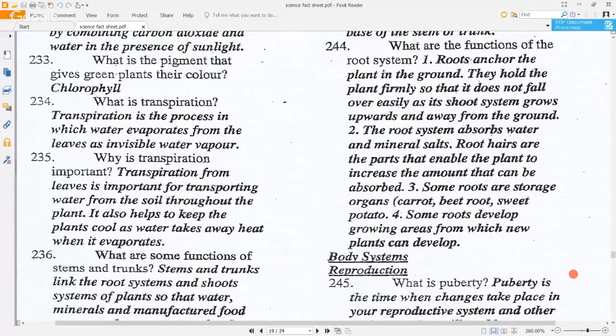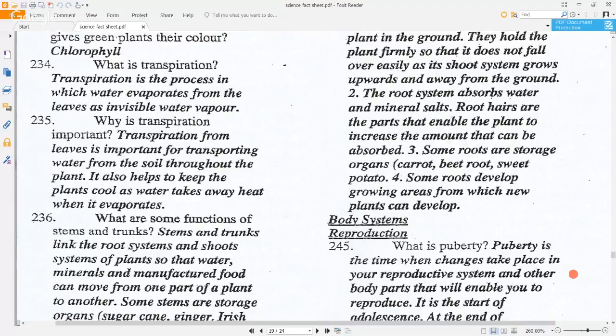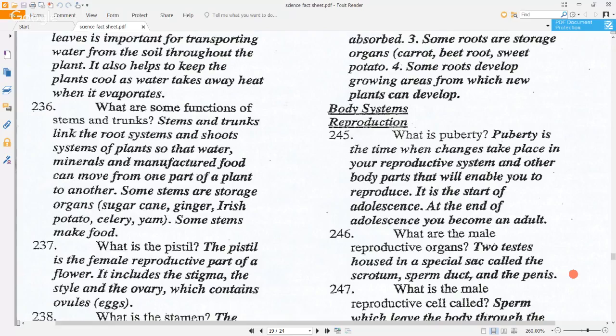So we go to the body. I highly doubt that this topic is going to be there, but it's good information nonetheless.